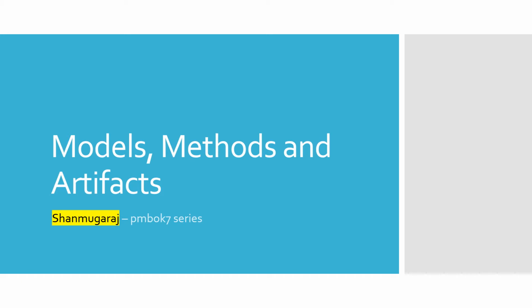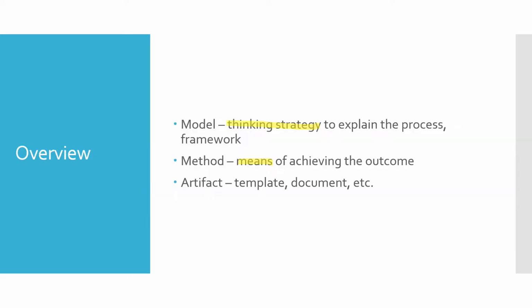So next, very important, the final section in PMBOK 7 is models, methods and artifacts. How do you apply, reapply, modify or tailor different types of models and methods based on the project context, and how do you produce the artifacts? That's what we are going to discuss in this section. We're going to have a series of videos on models, methods and artifacts. What are the common models and methods available? What are the artifacts we're talking about?